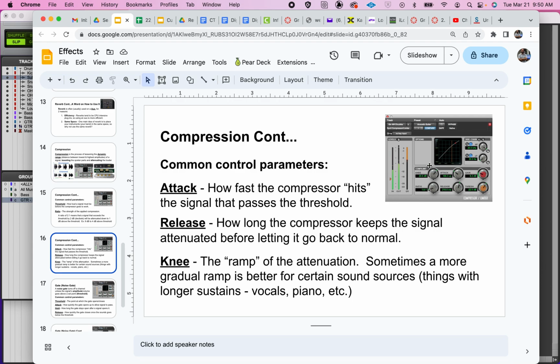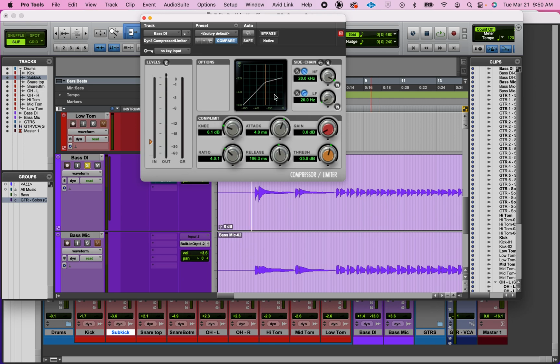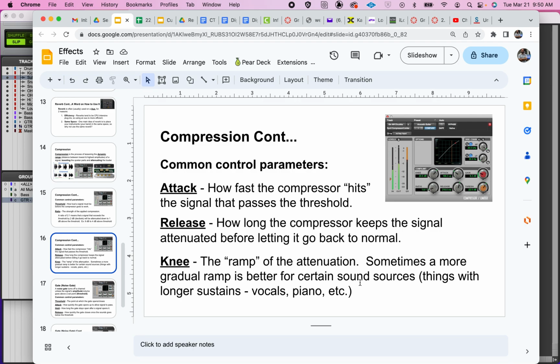The knee, which is not going to be found on all compressors, is how hard essentially we are going to hit it, how drastically. You can see a softer approach or a harder approach. A softer knee is usually more appropriate for sustained instruments, like a vocal, piano that's held out, possibly even a bass, depending on the part.